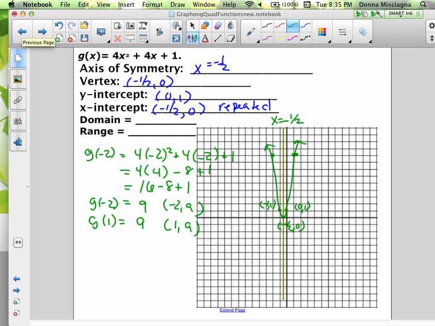Domain, of course, is all real numbers. And our range, our low value is 0, so 0 to infinity.